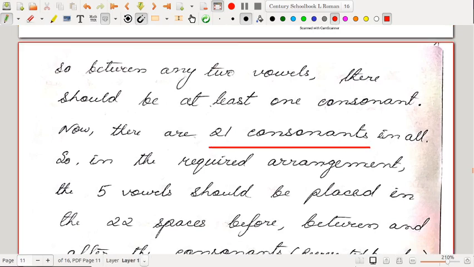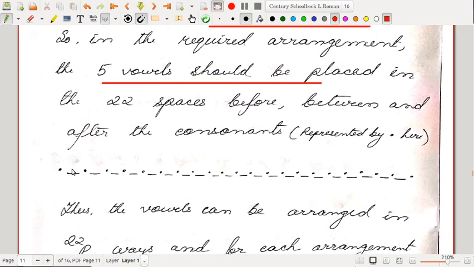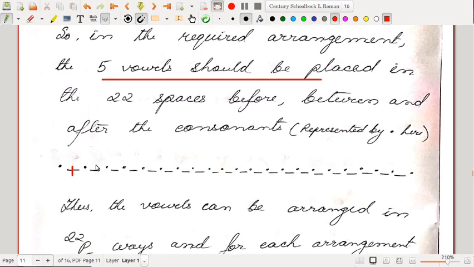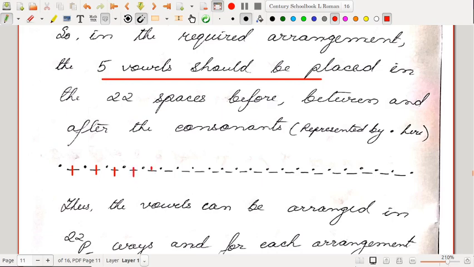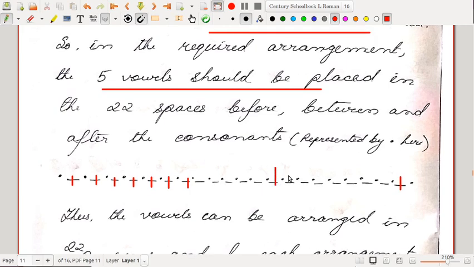Total number of consonants is 21, but the number of vowels is 5. So in the required arrangement, the 5 vowels should be placed in the 22 spaces before, between, and after the consonants. Let me explain this part. You can see this in this diagram. These are the places for consonants: 1, 2, 3, 4, 5, 6, 7. That way there are 21 places for the consonants. The places that I have marked with dash are the places for the consonants.